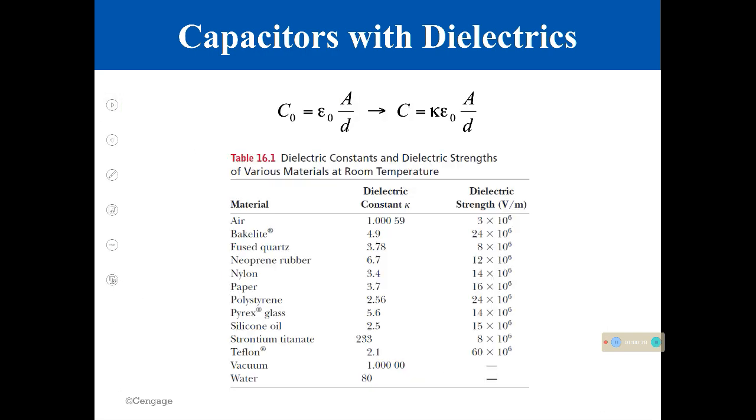The best way to look at that is simply this. You take the equation that we just said, and you add another constant. And my apologies, that's not a K, that's kappa.